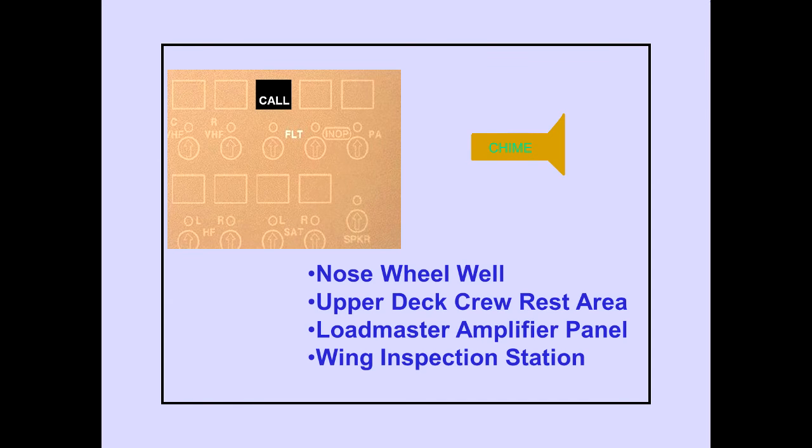A flight deck call indication will illuminate and a chime will sound when the flight deck call switch is pushed in the nose wheel well, upper deck crew rest area, loadmaster amplifier panel, or the wing inspection station on the main cargo deck. To extinguish the call indication and reset the system, push the associated transmitter selector, or, if already selected, push a push-to-talk switch.